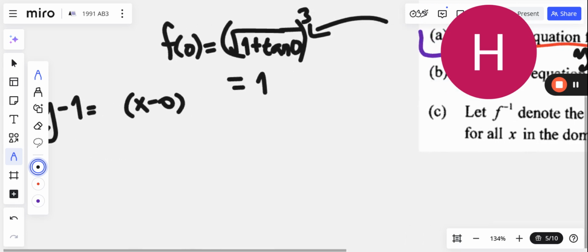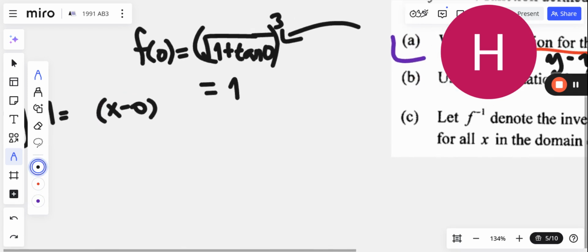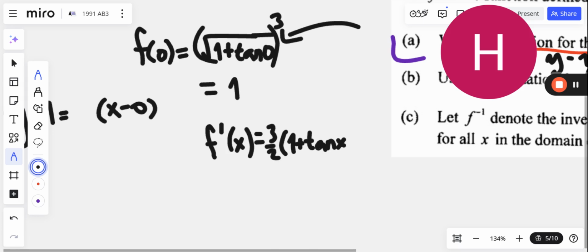Now let's find the derivative, because we need the slope, which means we need the derivative. So we have to take the derivative of this function. It's a bit of a chain rule, but you'll be all right. So this 3/2 power is going to come down. We're going to have 3/2 times (1 plus tan x) to the 1/2 power now. And then we're going to multiply by the derivative of the inside because of the chain rule. So that would be secant squared.